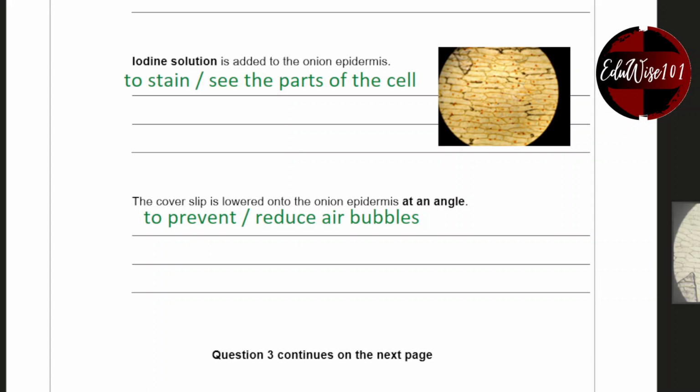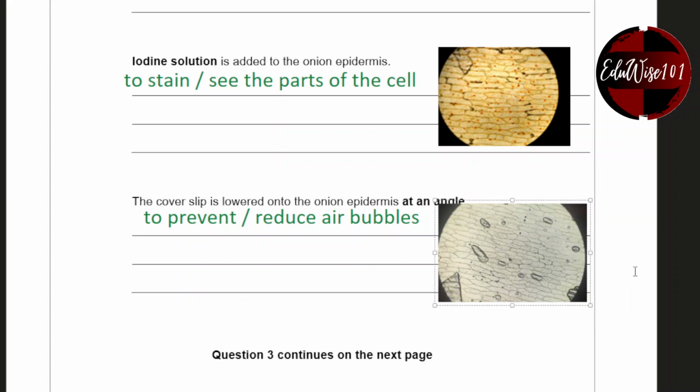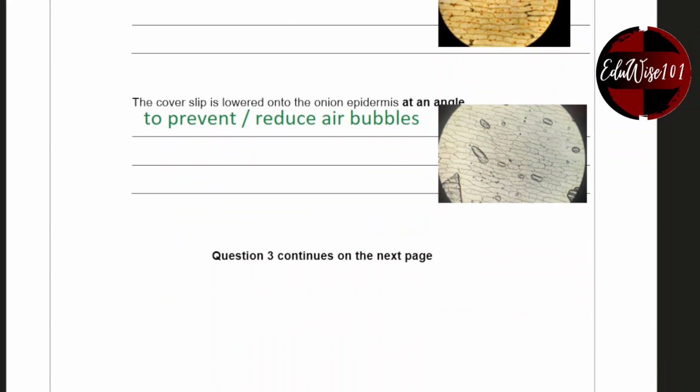So here's an image of what it will actually look like. So if it had air bubbles, these are the air bubbles which has actually been trapped underneath, right? And this part is showing basically the layer actually folded together.